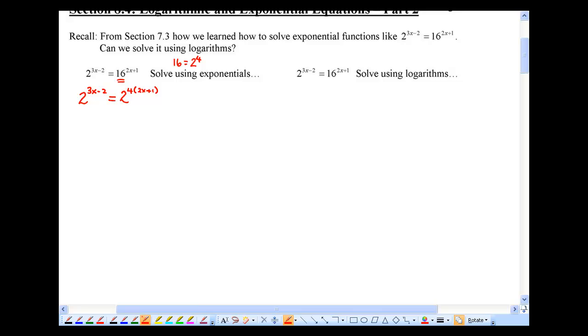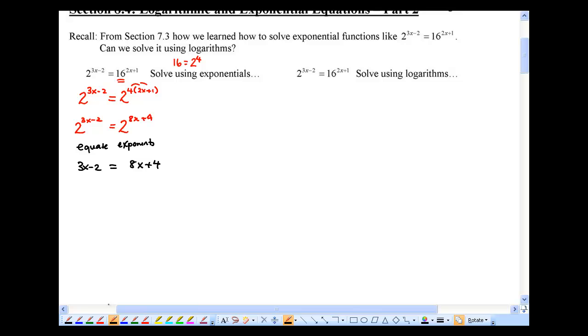And remember, when you have an exponent with an exponent, you can just multiply them together. So I'm going to distribute: 4 times 2x is 8x, and 4 times 1 is 4. And then you've got on the left side 2 to the power of 3x minus 2 still. And then what did we do before in Chapter 7.3? Once we found that the bases are the same, you just equate the exponents. So we made the exponents equal to each other. Therefore 3x minus 2 is equal to 8x plus 4.